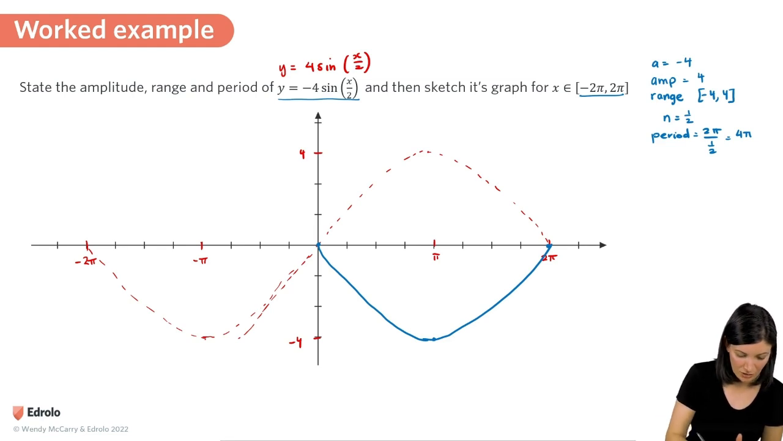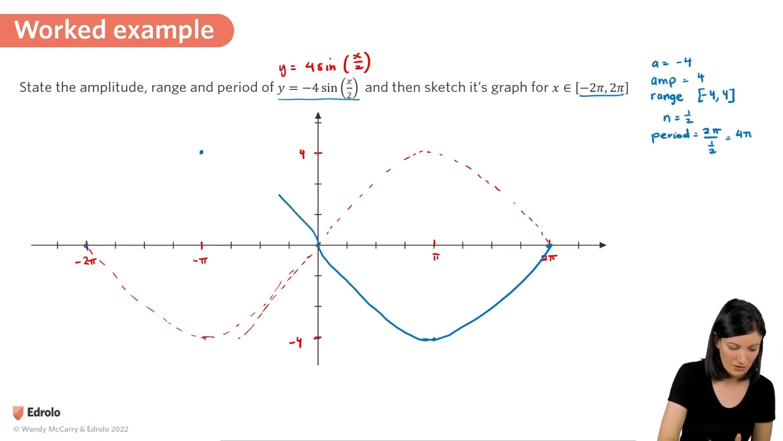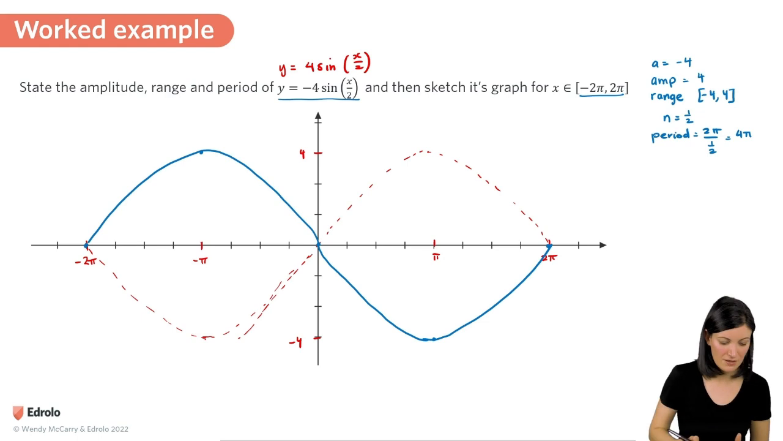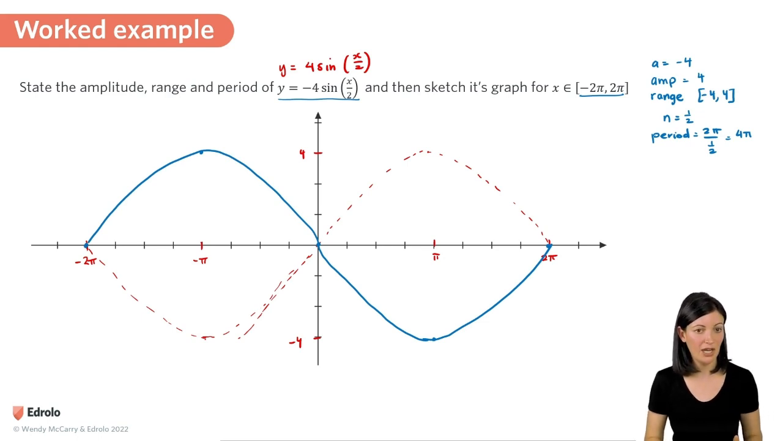And then I'll look at some key points here. At -pi, I'm going to have my maximum value, and then I'm going to come back to 0. And there's the second half of my graph. Okay, so again, that value of a there is just a reflection in the x-axis.